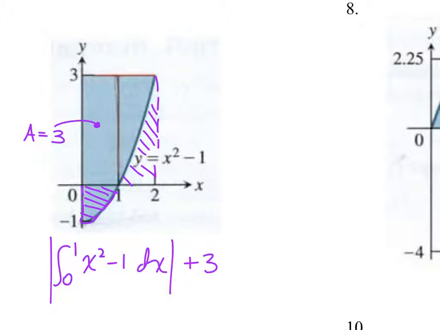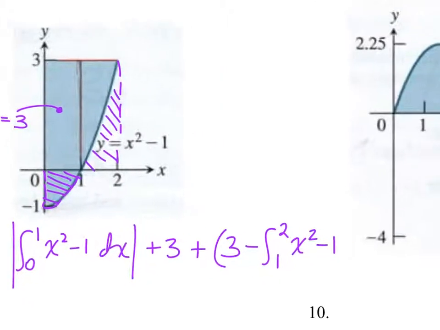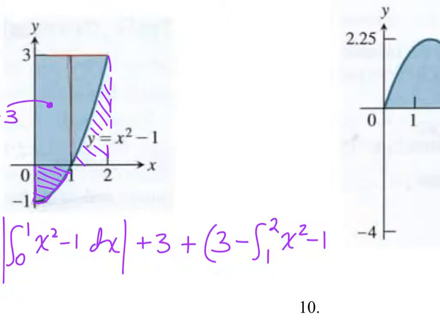Then I can also, I mean, the integral here is going to give me the shaded area that I don't want, the one that I shaded. If I subtract that from the area of this rectangle, then I'll get the area that I do want. So I'll have to add to this. That whole rectangle is still an area of 3. 3 minus the integral going from 1 to 2 of x squared minus 1 dx.